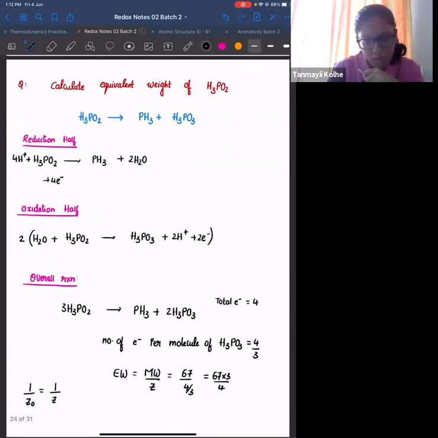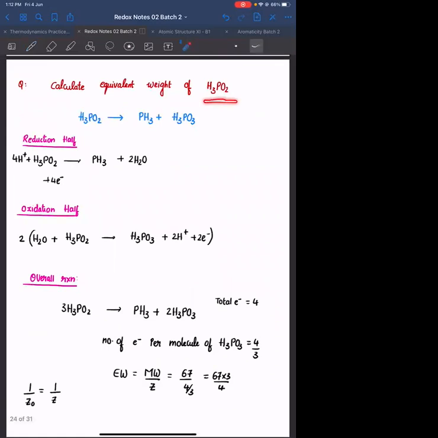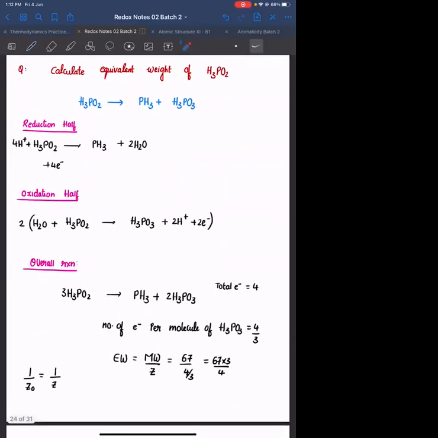H3PO2 का, sorry, H3PO2 का करना है. 4/2 है. 66 आते हैं molecular. 66 है क्या? 66 है H3PO2 का. हाँ सर. नहीं, 67 ही आएगा.